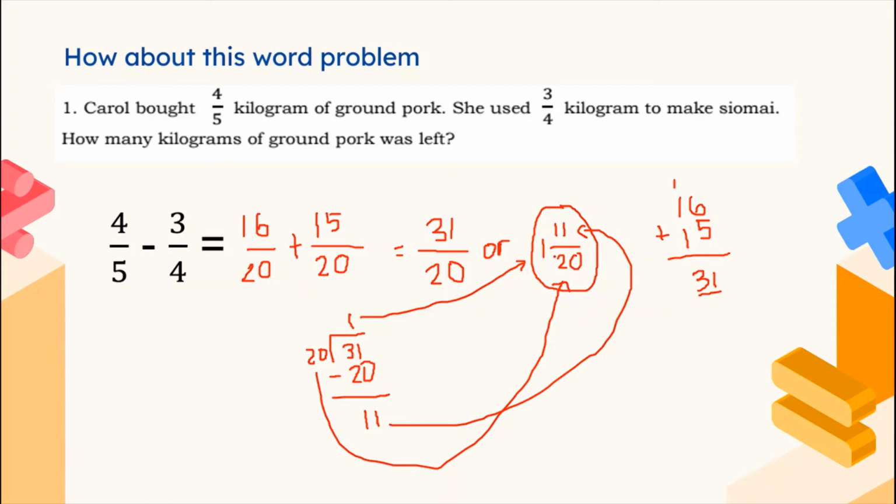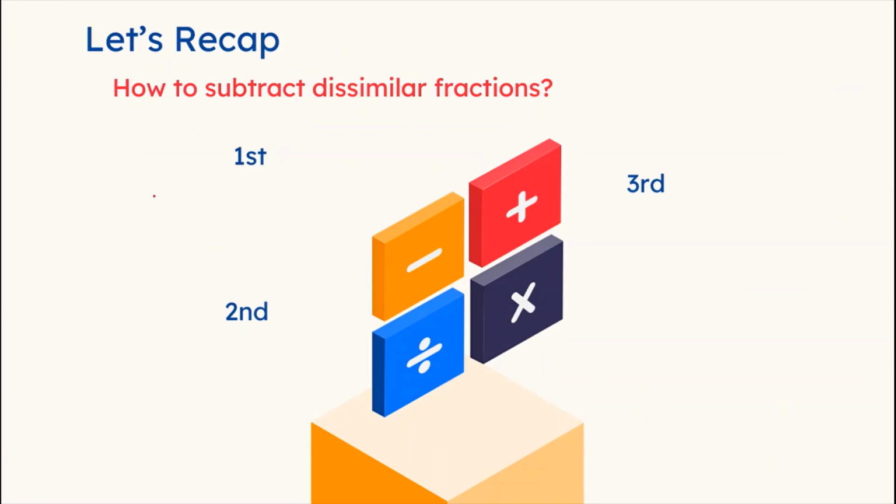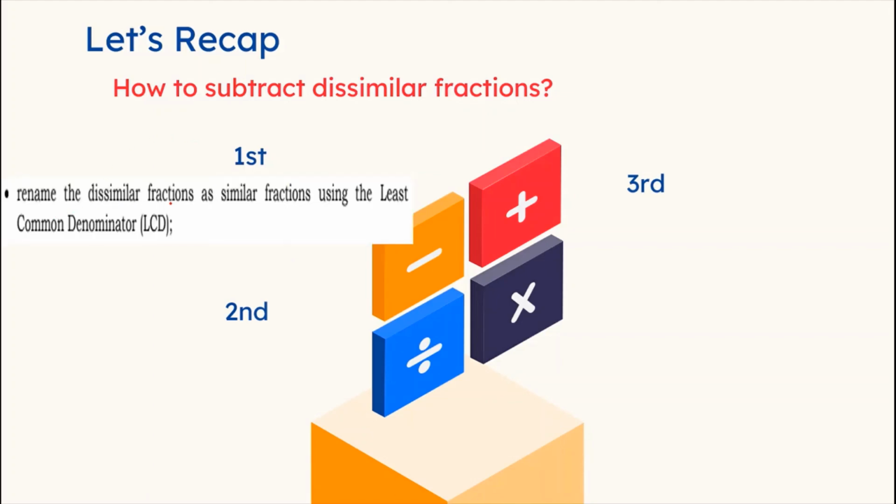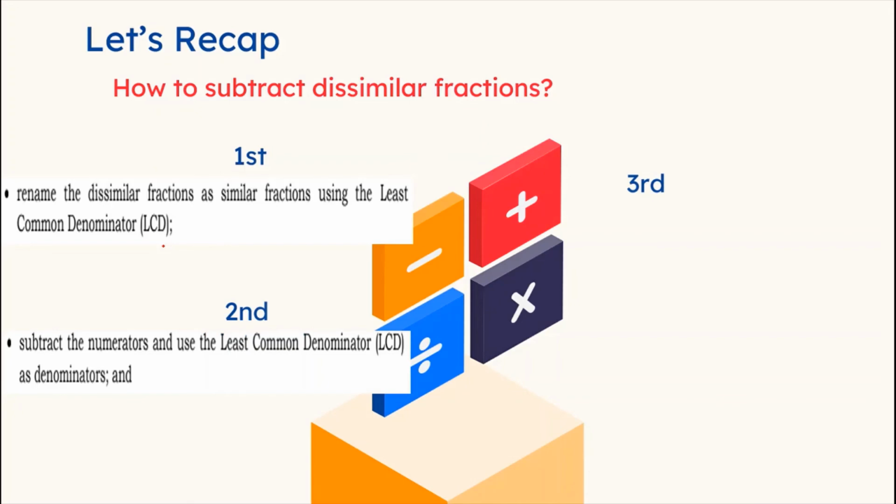Now let's recap the things that we have learned on how to subtract dissimilar fractions. We have here 3 steps. So first, to subtract dissimilar fractions, we need to rename the dissimilar fractions as similar fractions using the LCD. The second thing that we are going to do is subtract the numerators and use the LCD as their denominator. And lastly, we're going to express our answer in simplest form if needed only. So always remember, grade 5, that we need to simplify our answer.